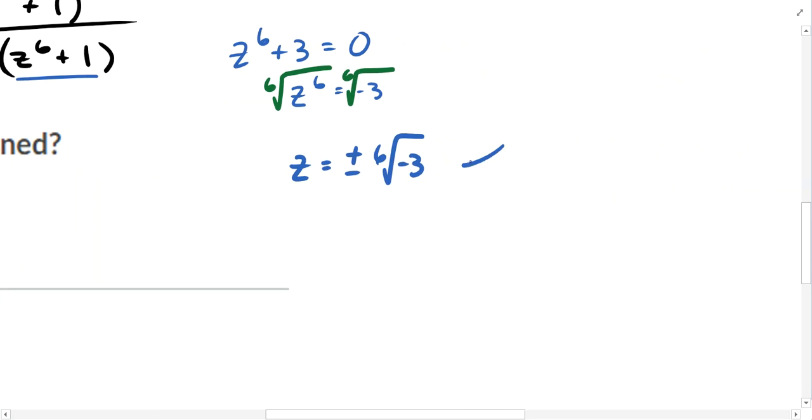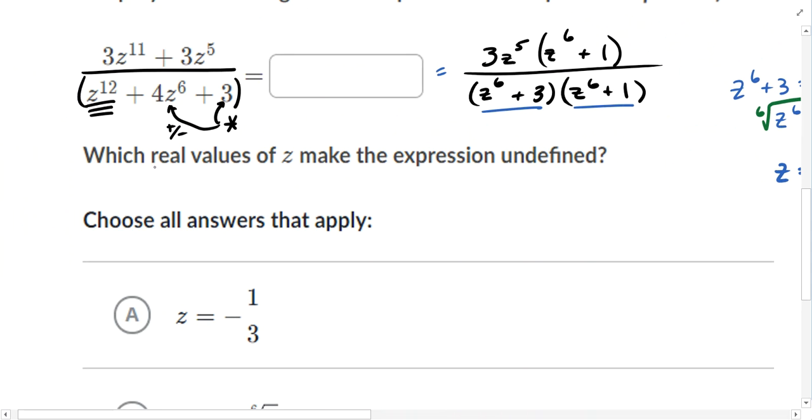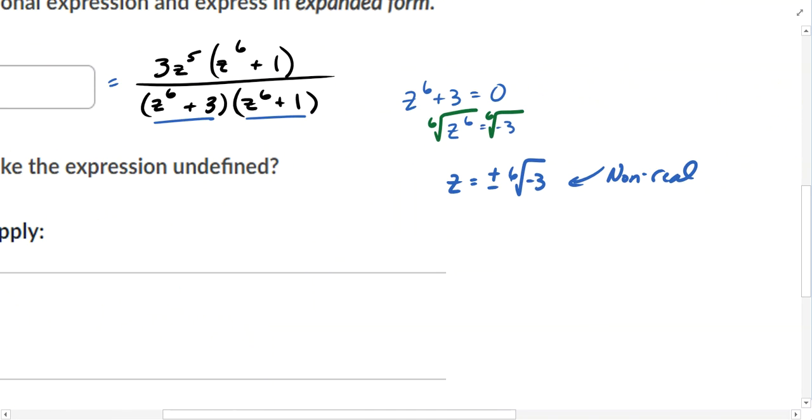Now, this is a non-real solution, non-real number. We can't take an even root of a negative number. So the correct answer would imply that there are two non-real solutions that make the expression undefined, but the question did specify to say which real values, which real number values of z. So these don't count. I'm not going to use those as an exclusion.